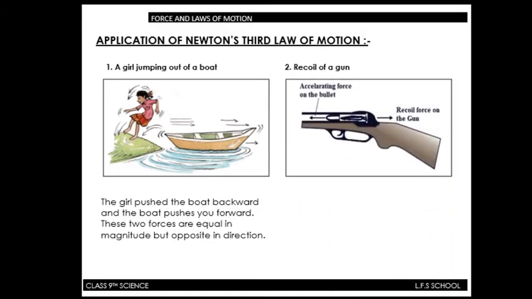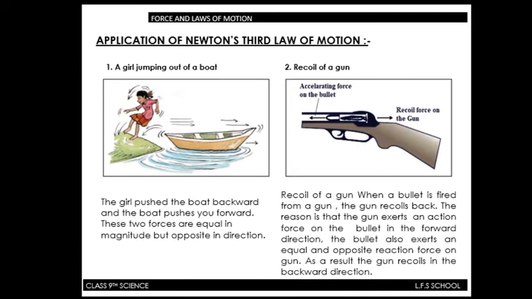Now, we will be studying a second example of this, that is recoiling of a gun. You might have seen a gun. So, what is the meaning of recoiling of a gun? It is again related to Newton's third law of motion. When a bullet is fired from a gun, an action force is exerted on the bullet. As a result, the bullet moves forward, but at the same time the reaction force is exerted by the bullet on the gun, and as a result the gun recoils.